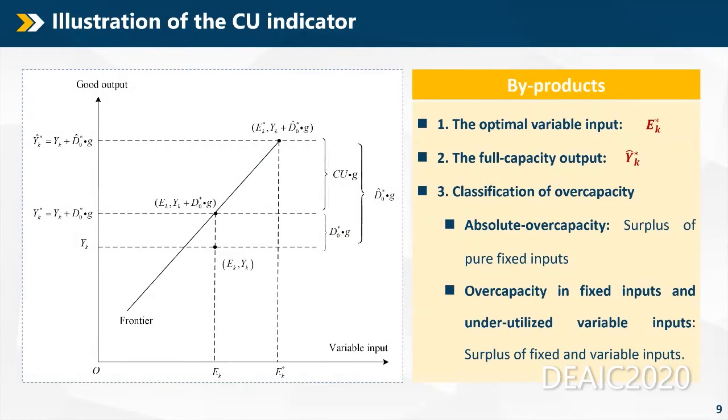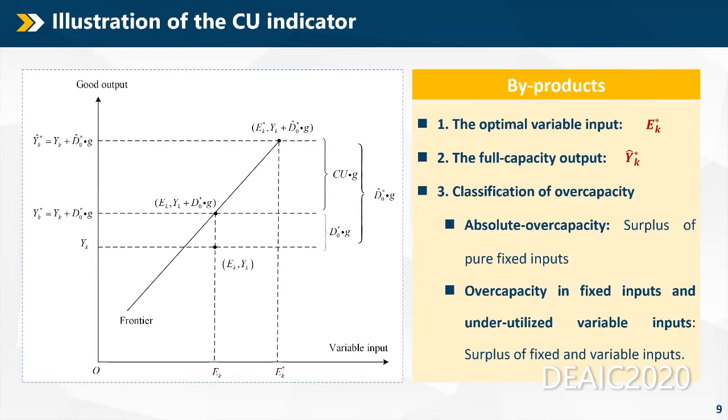Here we can see that the actual input-output point EY can move on to the efficient frontier through eliminating the inefficiency D0, and it can further move to a higher level through eliminating the inefficiency D0 hat. This figure also illustrates that CU can be seen as the difference between D0 hat and D0.